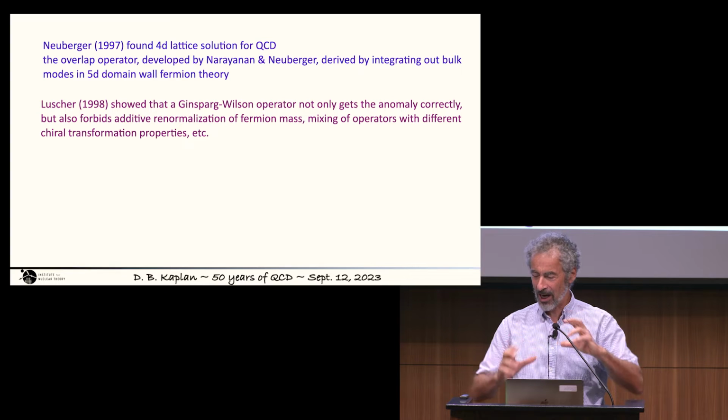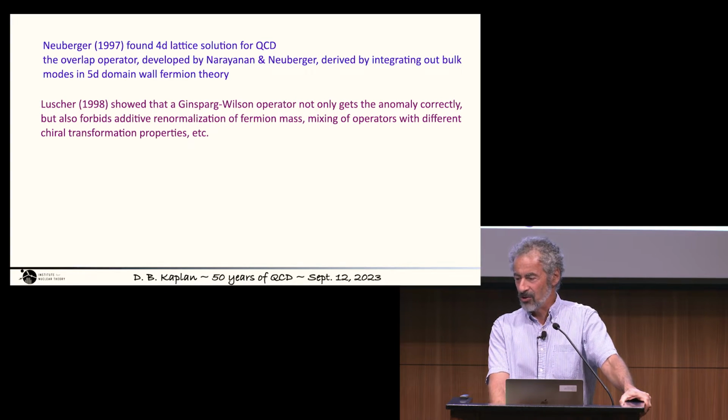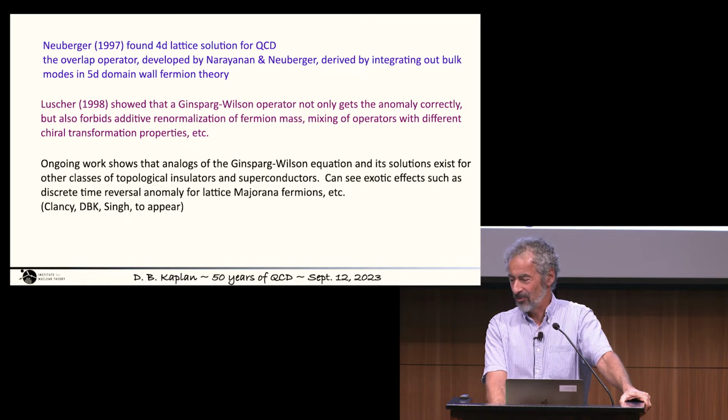So the whole picture came together, and you could understand how you could have these perfect chiral properties with lattice solutions.